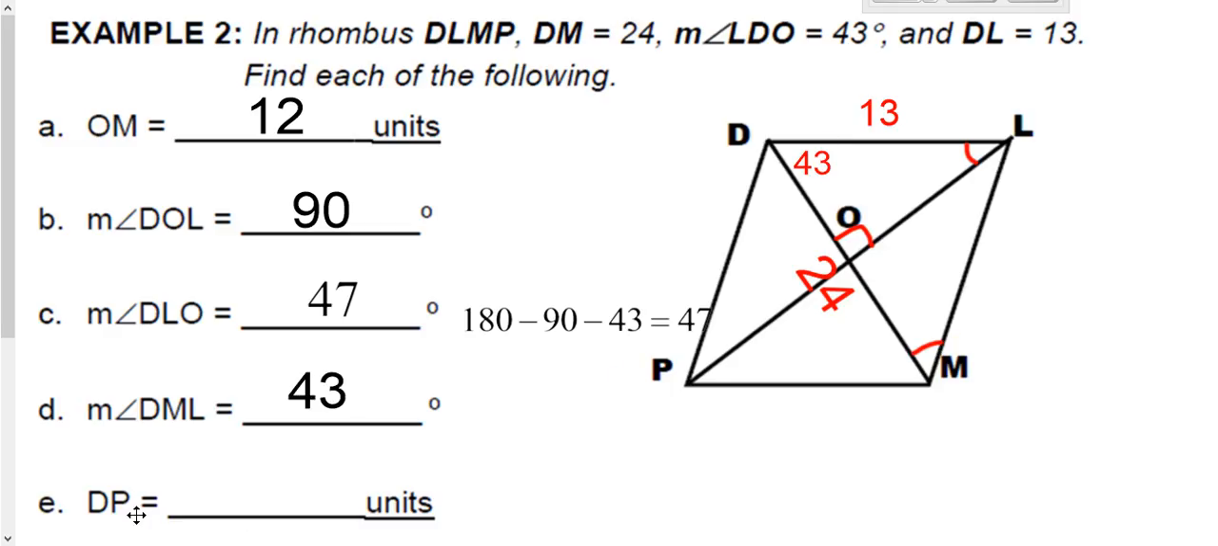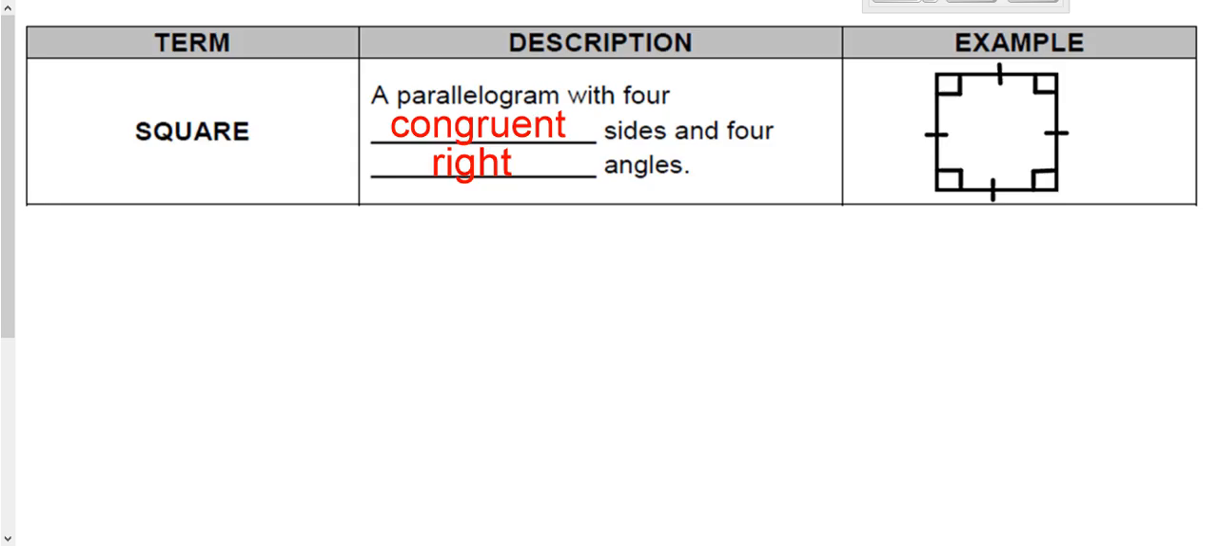And then the last one, segment DP. DP is over here. Well, it's the same. All these sides are the same. This one's 13, so they're all 13 in a rhombus. Alrighty, so there's that. Let's take a look at the next part.